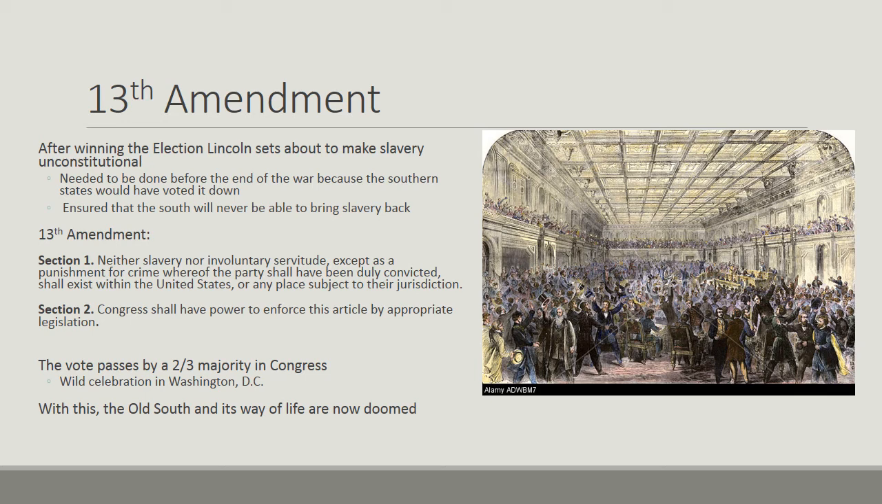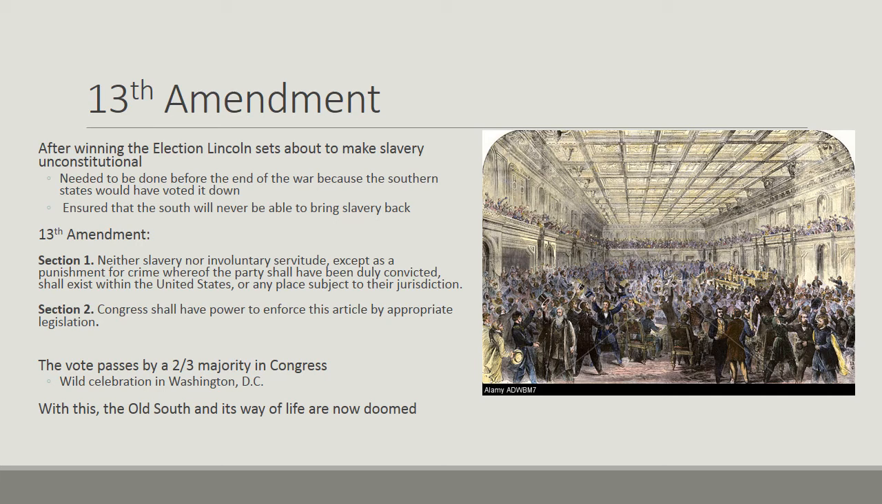Lincoln really wanted to get the 13th Amendment passed quickly because he knew that once the southern states were beaten and back into the country, they would never allow this amendment to go through. So there was kind of a time pressure because the war was winding up, and Lincoln wanted to make sure that slavery would never come back. So he needed to pass this amendment.